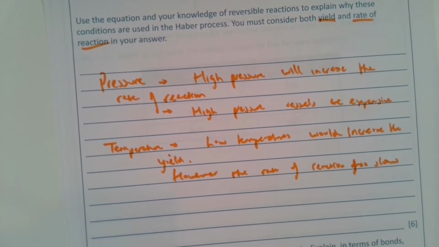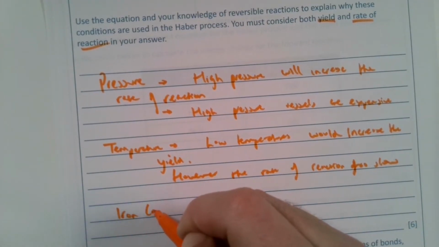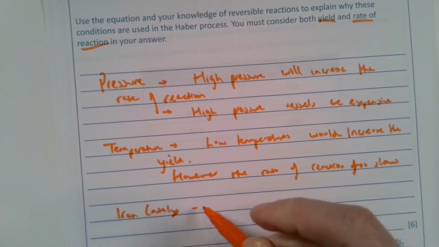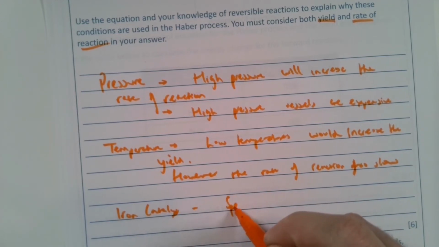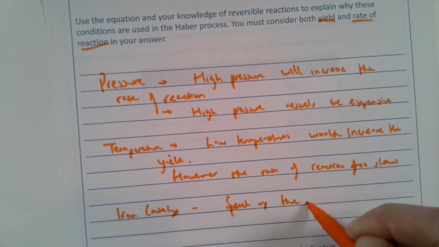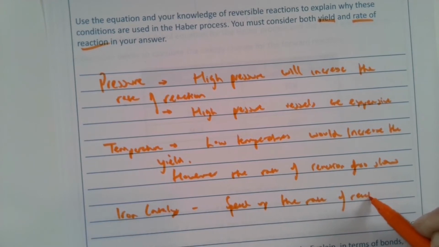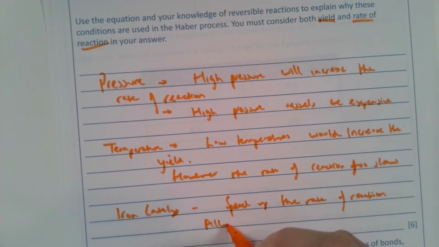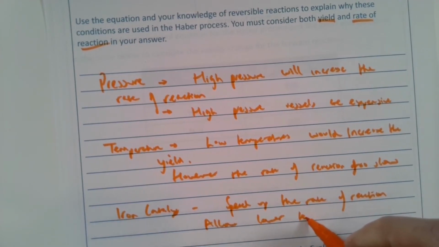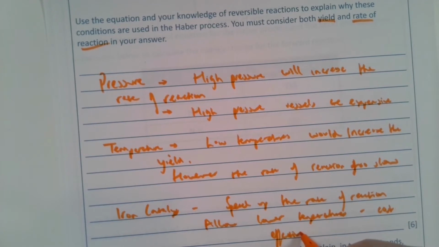And finally, we've got the presence of an iron catalyst. Catalysts will speed up the rate of reaction. They also allow lower temperatures, which will make it much more cost effective, as you'll need to waste less energy heating the reaction up.